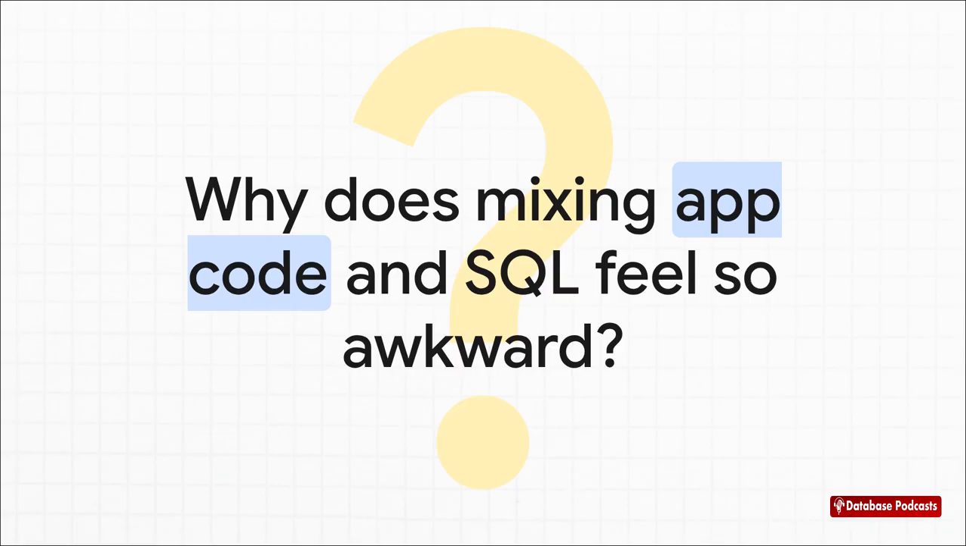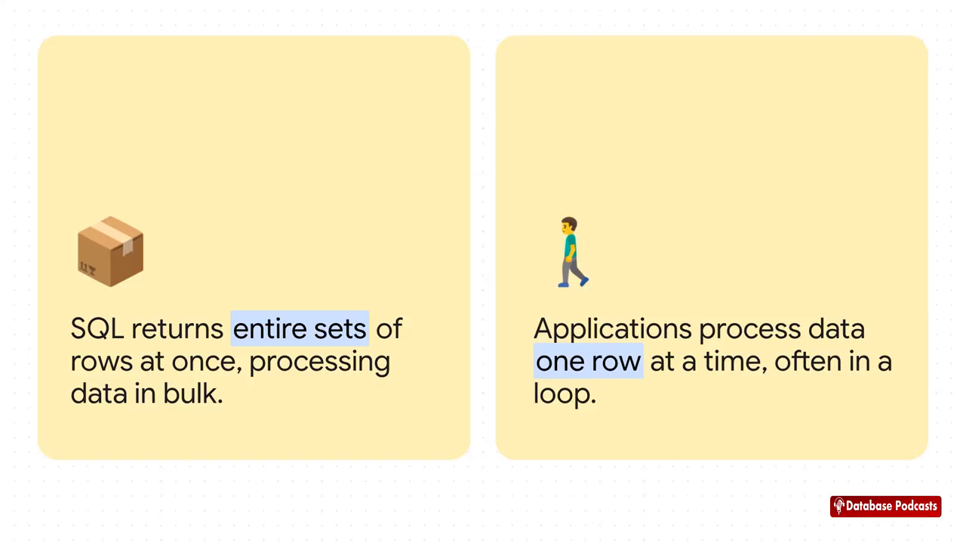What's the fundamental disconnect? The heart of the problem is what we call a paradigm mismatch. SQL thinks in big, broad strokes. It thinks in sets. You tell it, hey, get me all the customers from Texas, and boom, it gives you the whole group. But our application languages, they usually prefer to work one-on-one. They like to loop through data one row at a time, processing each customer individually. They're basically speaking two different dialects about how to handle data.